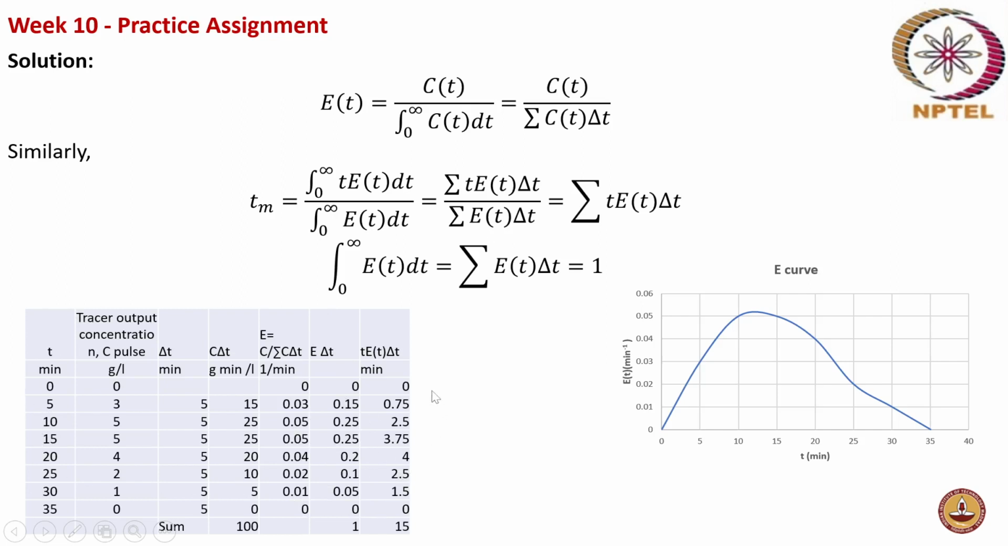We are just multiplying the values in this column with the time. So we get these values: 0, 0.75, 2.5, 3.75, 4, 2.5, 1.50. And the summation of this is 15. That means from the table we can find out the mean residence time is 15 minutes. So for this given set of data, the mean residence time is 15 minutes. Okay.